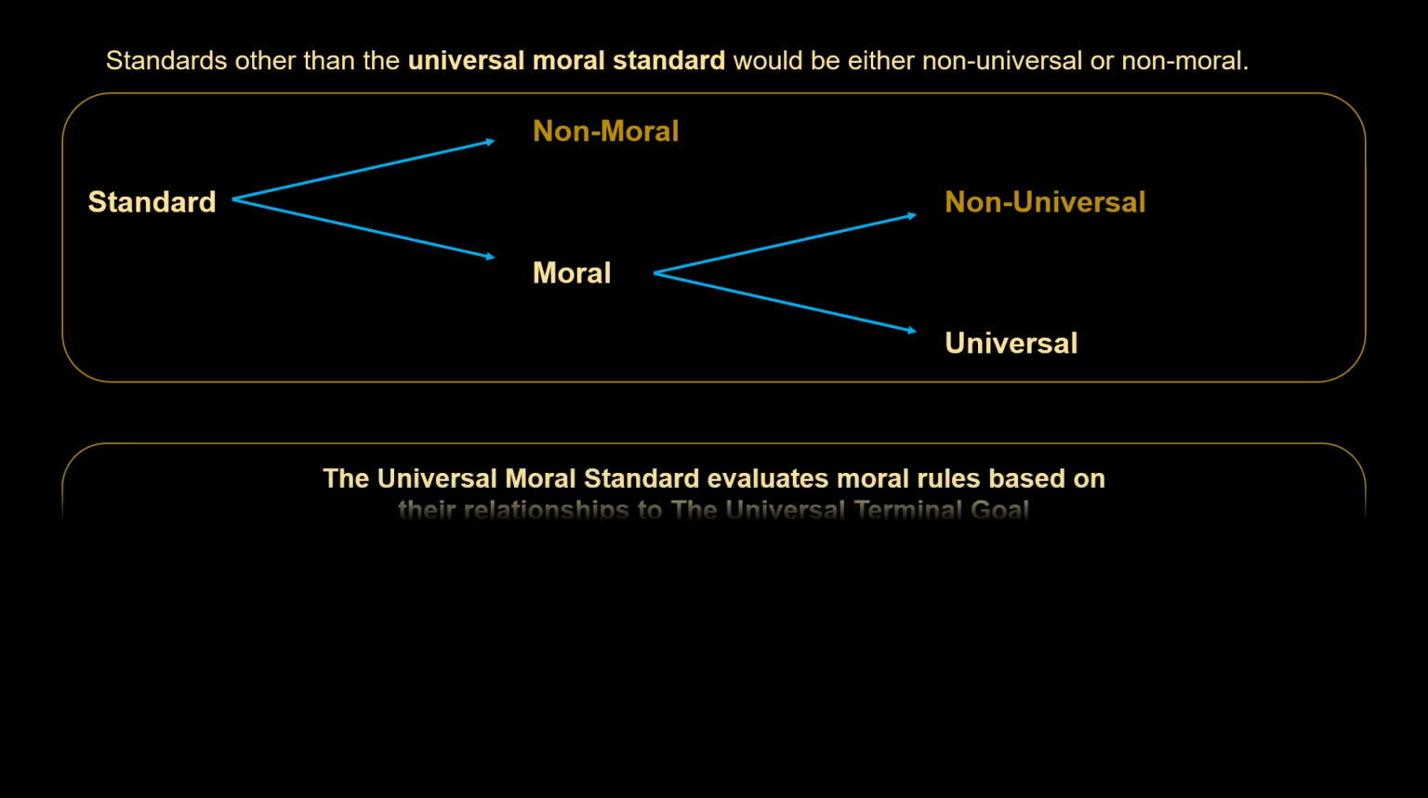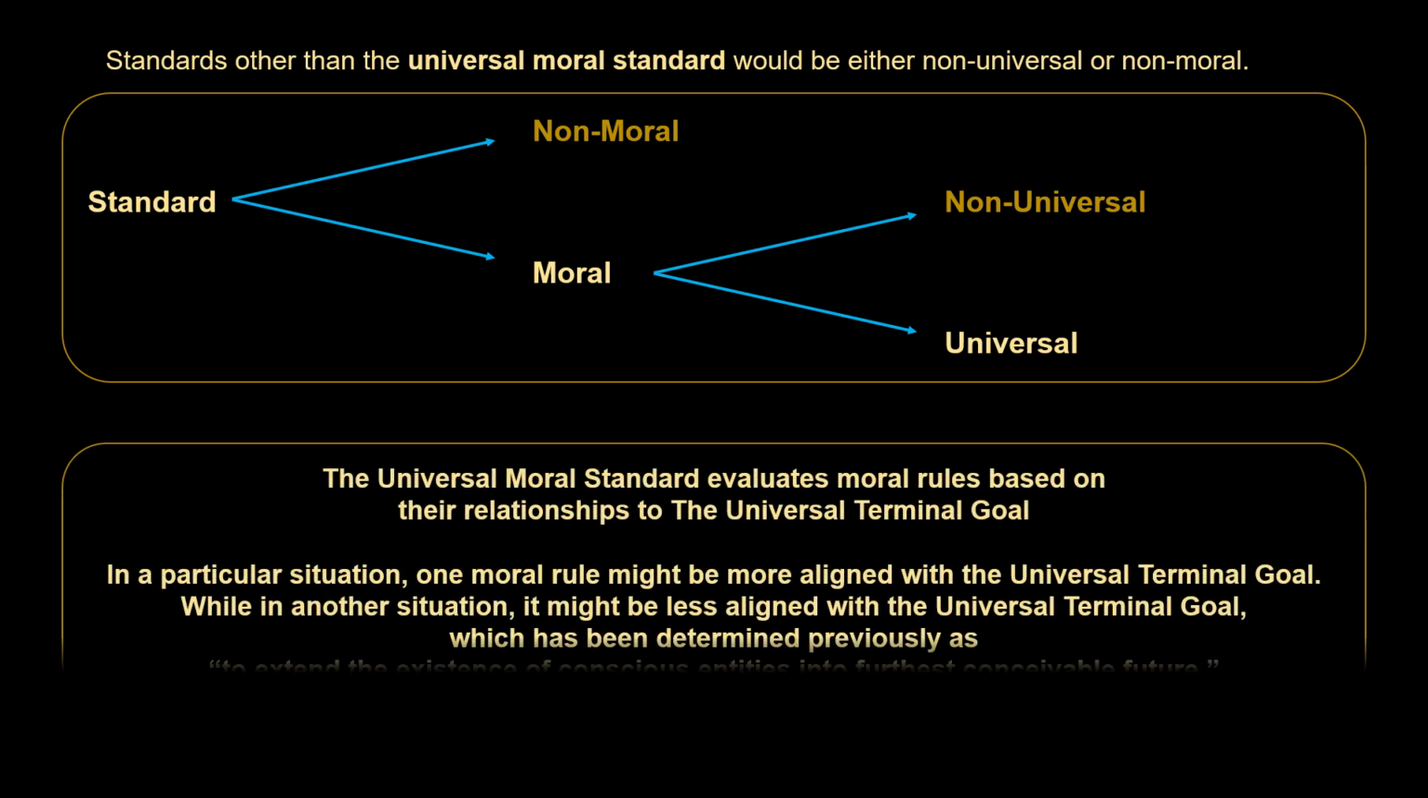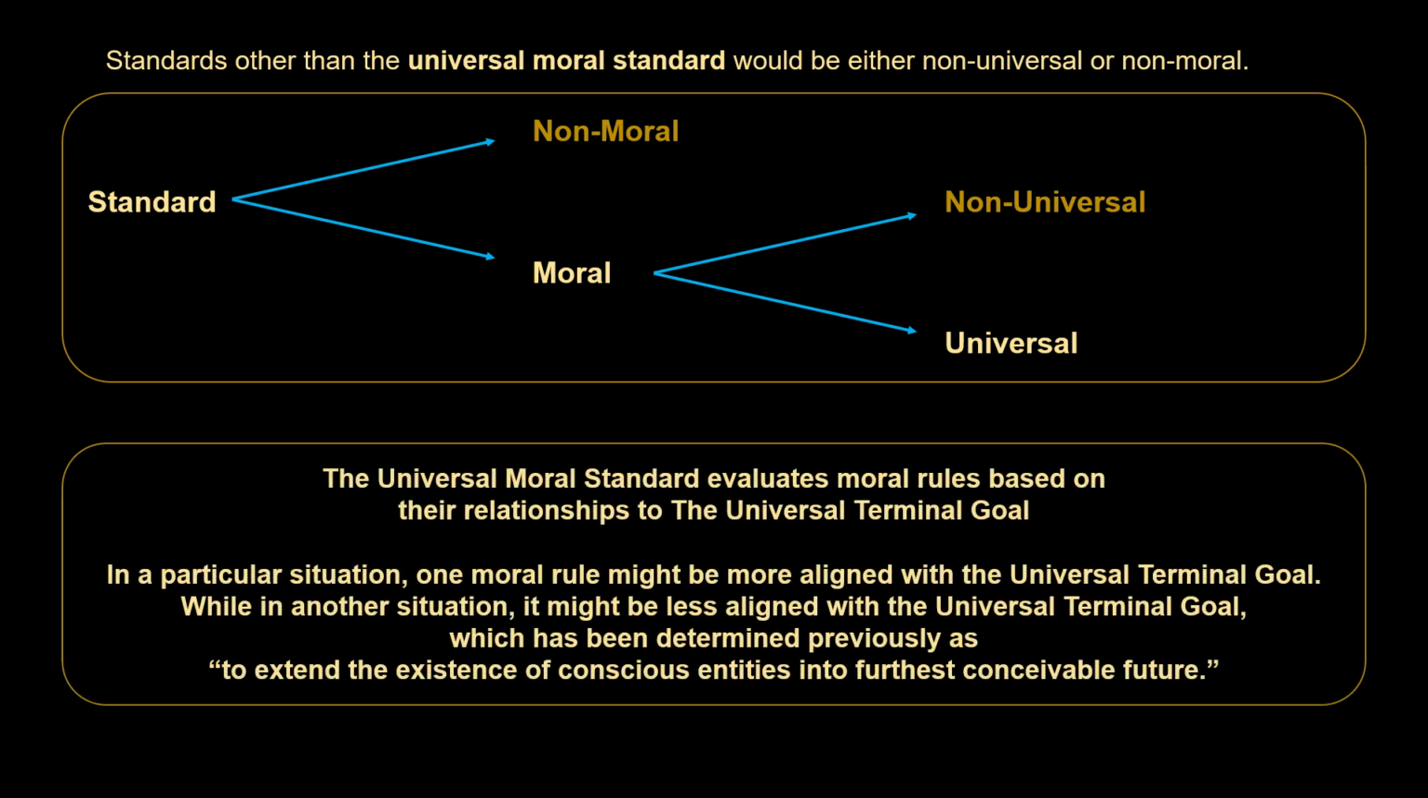The universal moral standard evaluates moral rules based on their relationships to the universal terminal goal. In a particular situation, one moral rule might be more aligned with the universal terminal goal, while in another situation, it might be less aligned with the universal terminal goal, which has been determined previously as to extend the existence of conscious entities into furthest conceivable future.